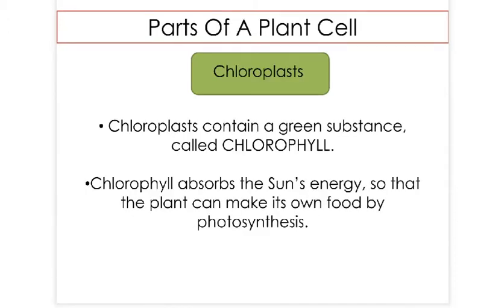Chloroplasts are green because they contain a chemical called chlorophyll. Chlorophyll is needed by plants in order to produce their own food or energy, and this is something that we've looked at last term. Pause the video and copy the information.